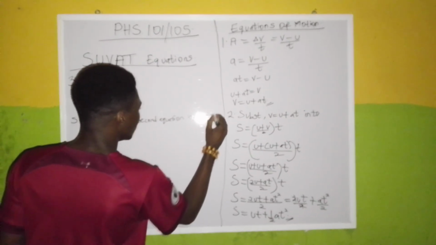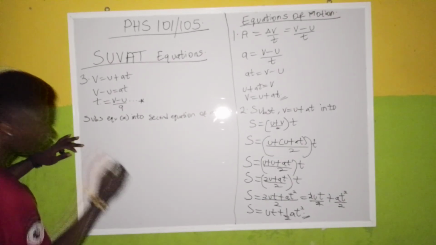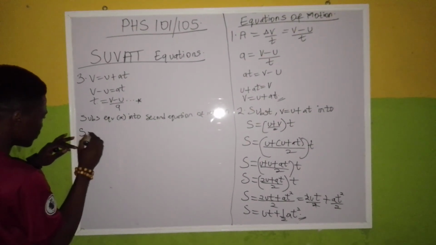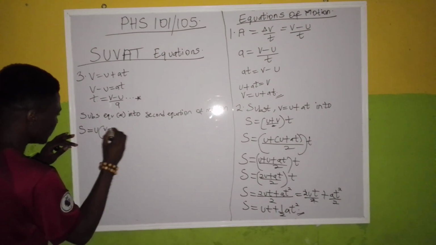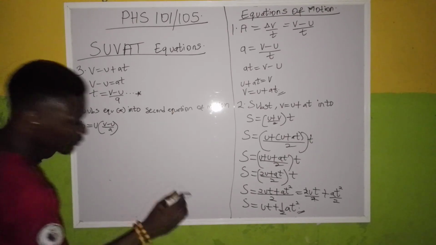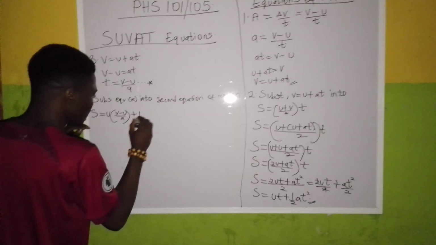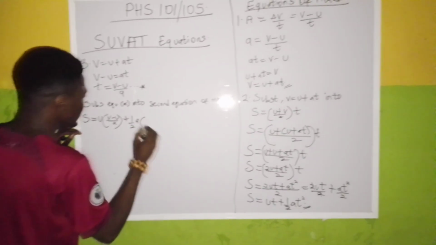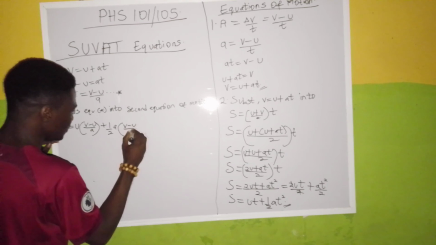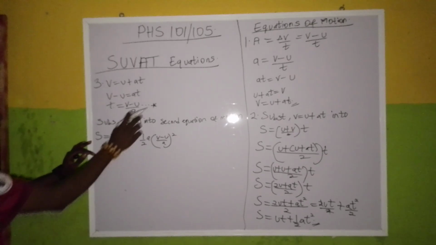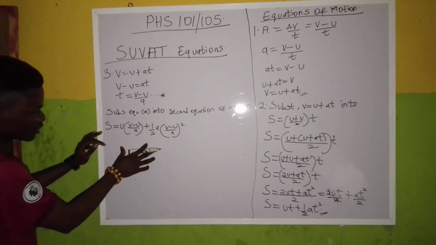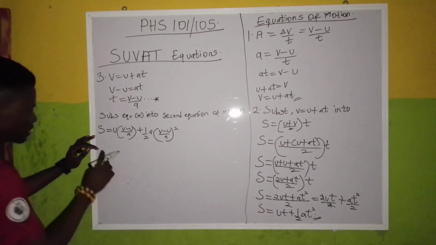Now the second equation is s equals ut plus half at squared. Our t will now be v minus u over a, so we have s equals u times (v minus u over a) plus half a times (v minus u over a) squared. That's how we did it. We substituted this into the second equation of motion, s equals ut plus half at squared. So now we'll expand this.